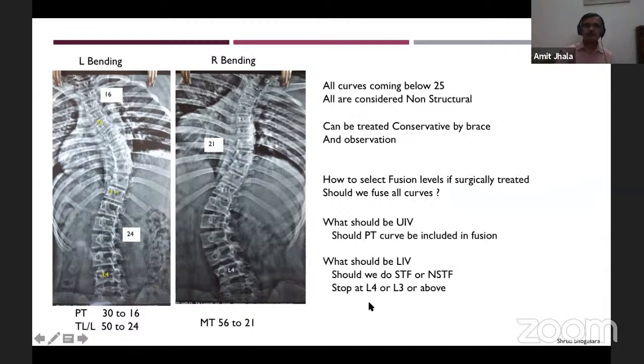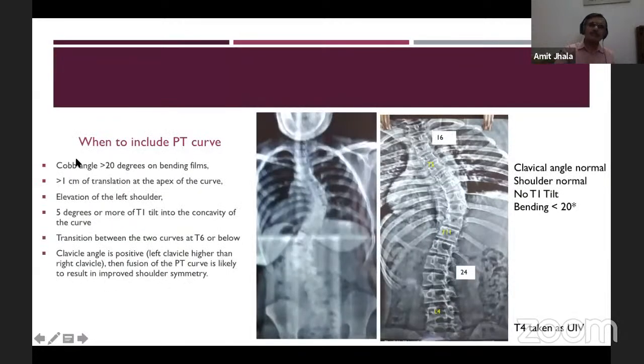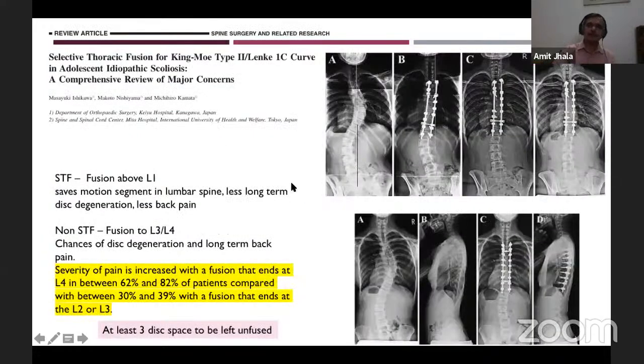And this is what was already discussed before. All these points are already discussed, when to include the proximal thoracic curve. But I say that if the clavicle angle is normal, shoulder is normal, there is no tilt here, and bending is less than 20 degrees, then I'm not going to fuse this proximal thoracic curve and will leave it alone. So T4 was taken as UIV in this patient. And whether to go for L3 or L4, I think Dr. Suryaprakash was also talking about this.